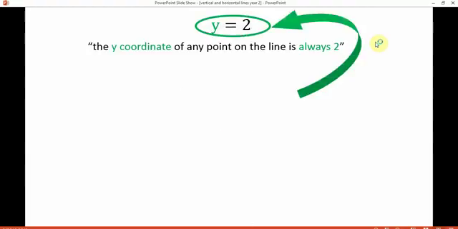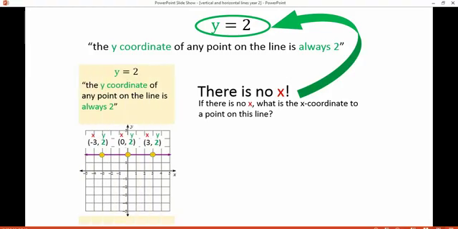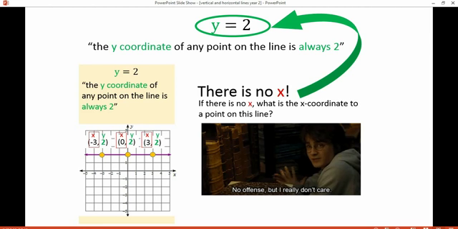Now notice here, there is no x in this equation. If there is no x, what is the x coordinate of a point on this line? I can use my good old friend Harry Potter to help me out with this one. No offense, but I don't care. It doesn't matter what the x coordinate is. The x coordinate can be any number as long as the y coordinate is always 2. There's no x here, so I don't care what x is. X can be any number. It's just important that y is 2.